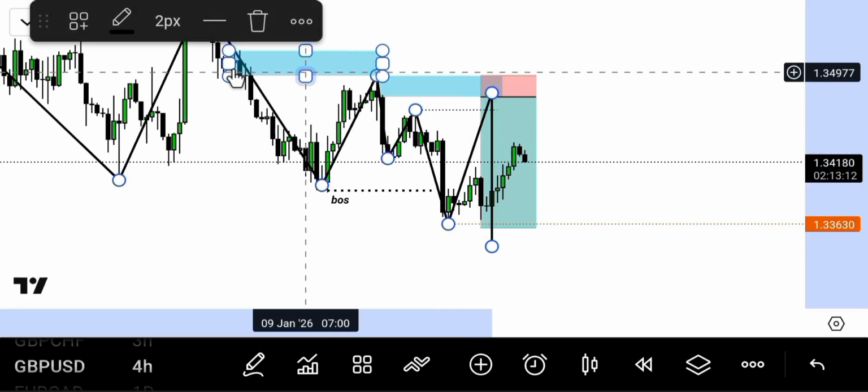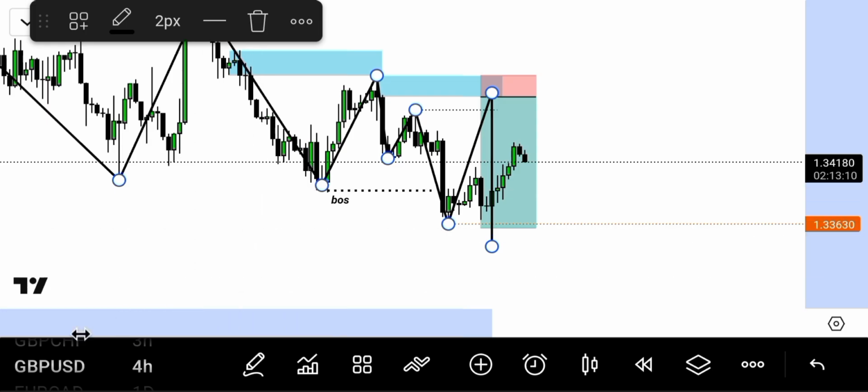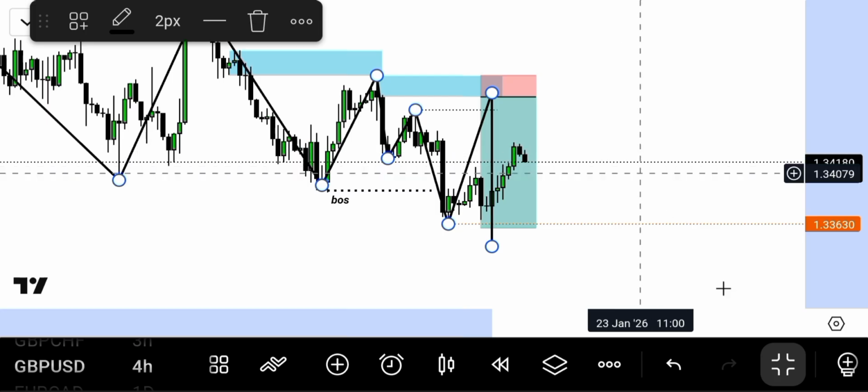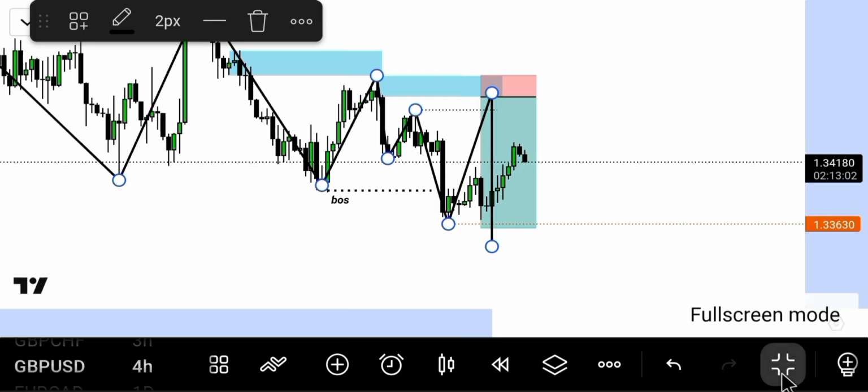This is a trade we caught a few days ago, and it's still running. It's not yet triggered, and it's actually an active limit order you can place if you vibe with the trade, if it resonates with you.